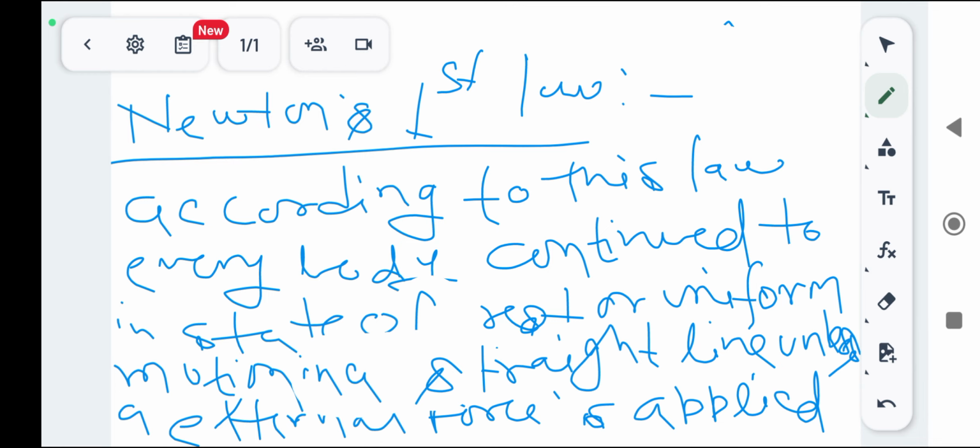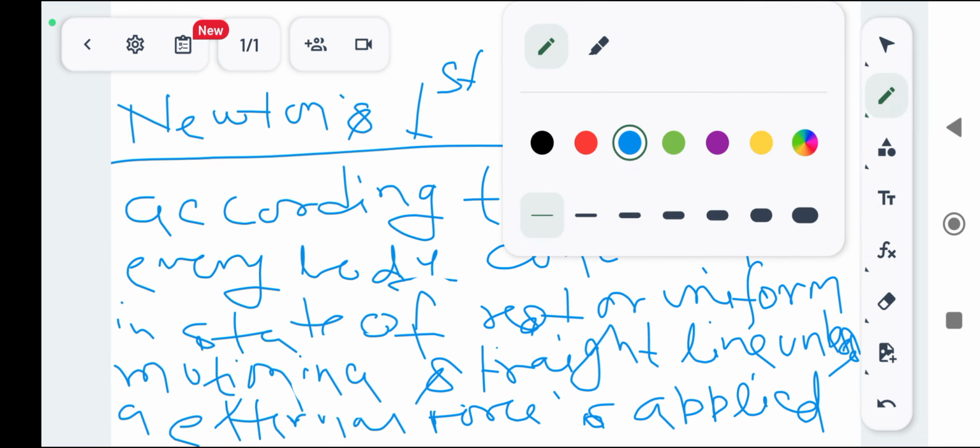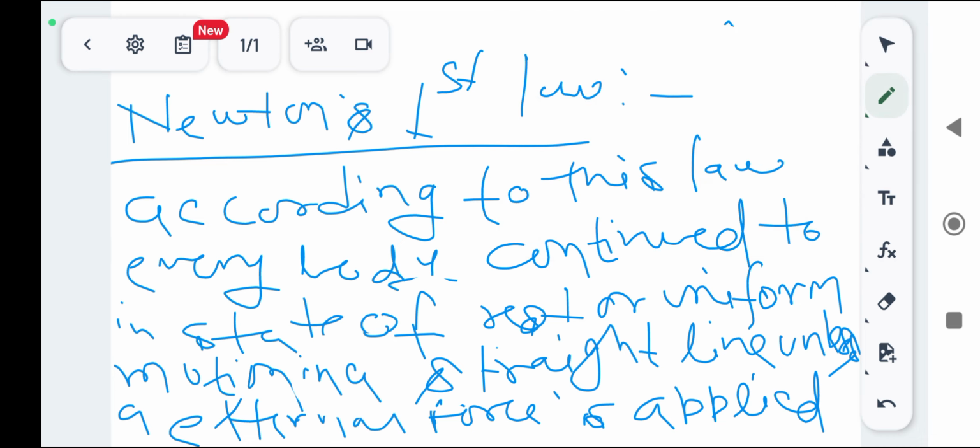According to this law, every body continues to be in a state of rest or uniform motion in a straight line unless an external force is applied. What is Newton's first law? According to Newton's first law, every body continues to be in a state of rest or uniform motion in a straight line unless an external force is applied on the body.